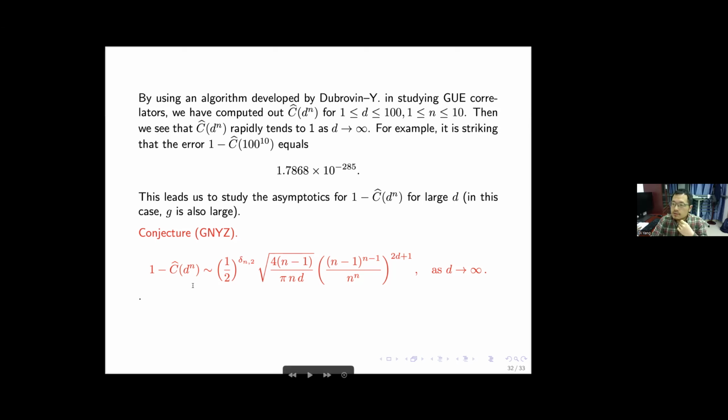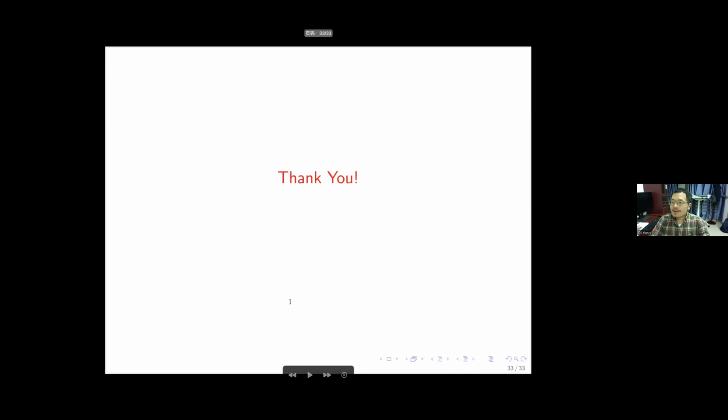Because the full asymptotic already does not give this, we can make a more careful look. So this is an exponential asymptotic. It's exponentially decreasing. But this is still a conjecture. Thank you, I stop here.